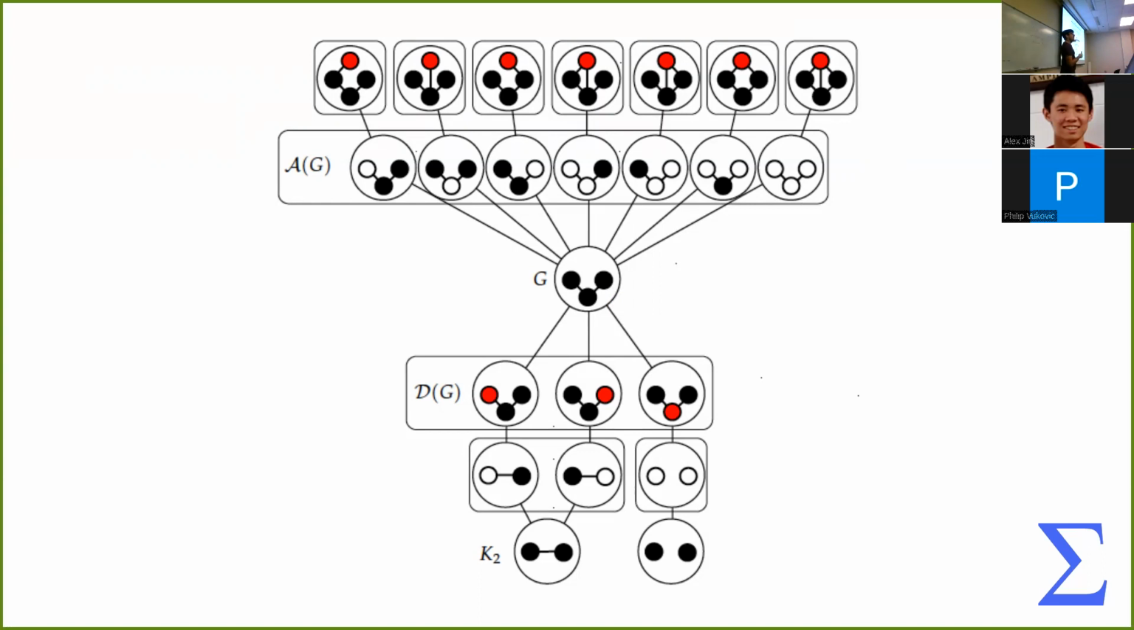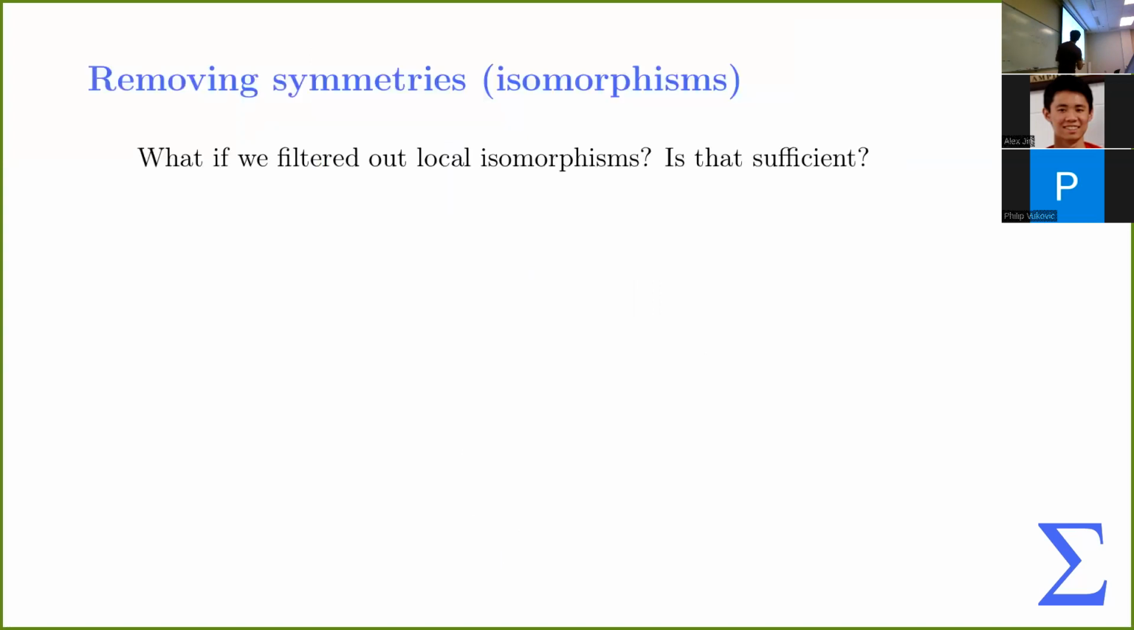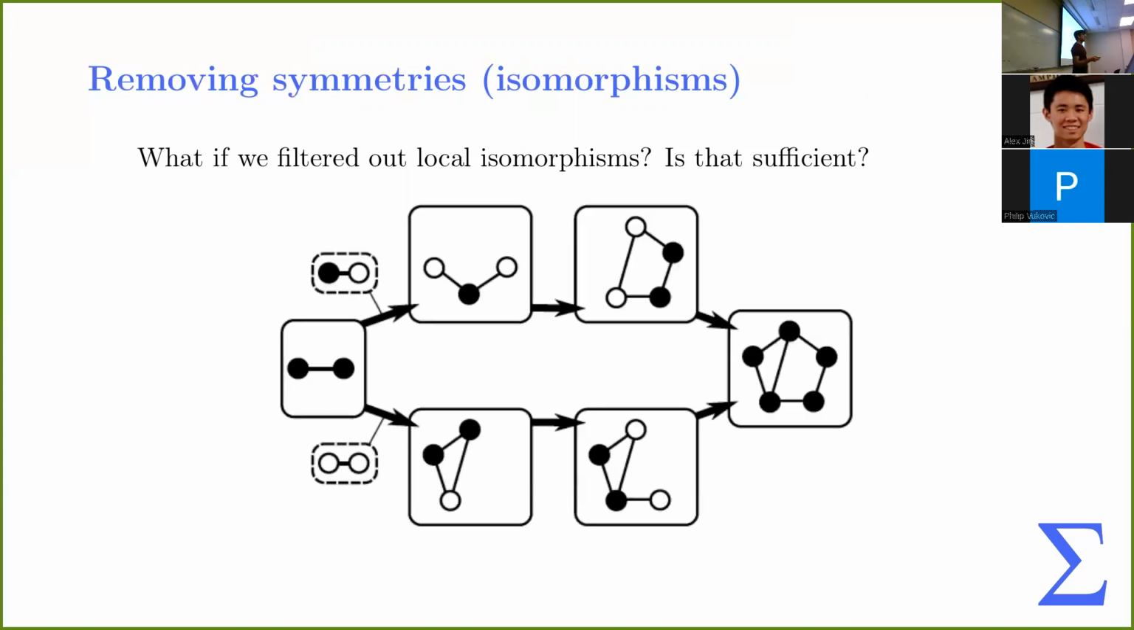So when we just generate augmentations, we have to worry about symmetries, right? They won't be symmetric, things will get messy. So how do we get rid of those symmetries? What if, at every step as we're generating augmentations to a graph, for example, we filter out all the local isomorphisms? That doesn't work either, unfortunately.